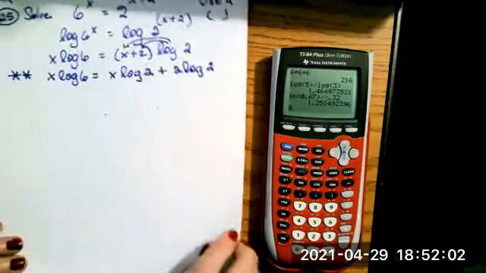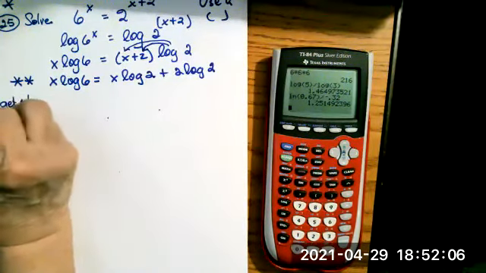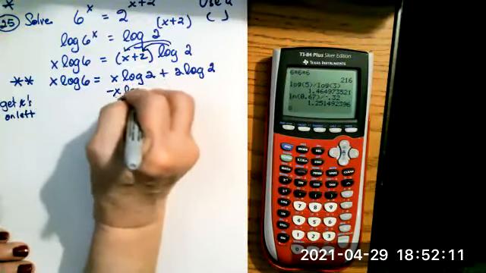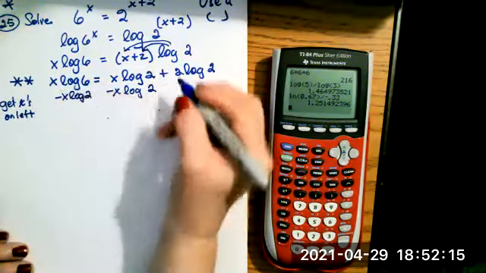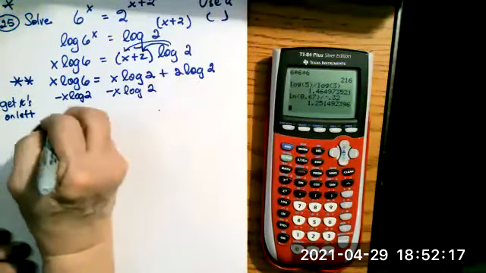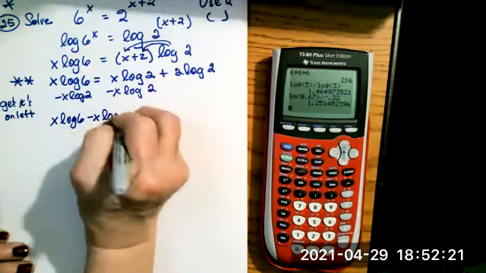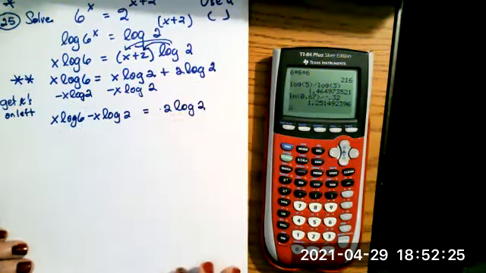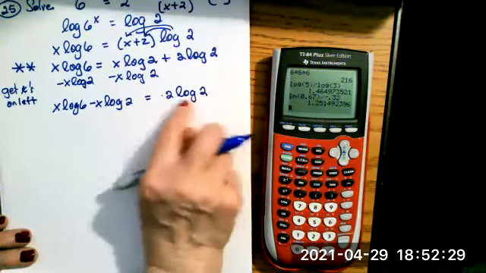Now you have to get your x's on the one side. Get x's on the left. So I'm going to subtract this x off of this side. And so I'll end up with x log 6 minus x log 2 equals 2 log 2. See, I've got my x's over here on the left, and this one doesn't have any x's on it.